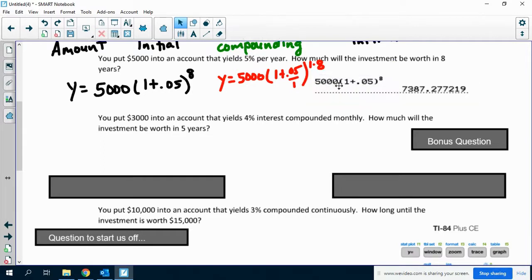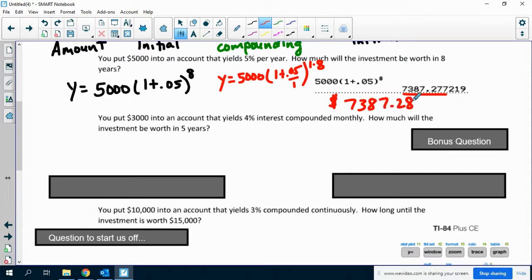After I type it in the calculator, I end up getting $7,387.28. You would still round to 3 decimal places, just to show that you're rounding to 3 decimal places all the time, so 0.277, sorry. After that, since it's a money problem, you can round to the nearest cent, but you want to put the 3 decimal places first.